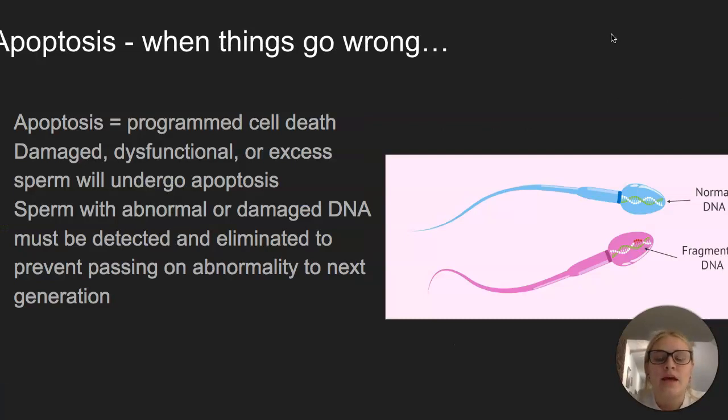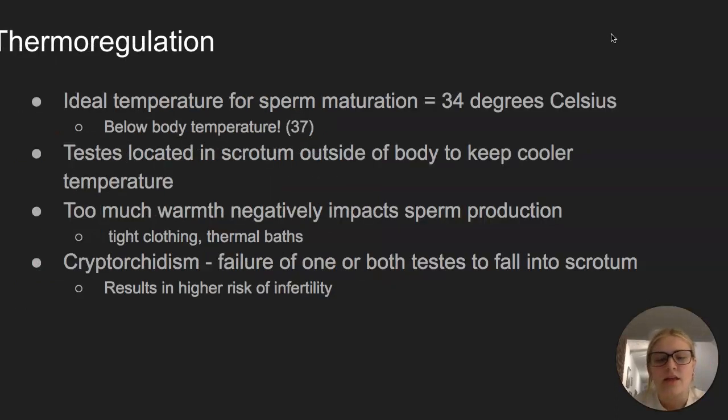And then another way that sperm is being regulated is to have mechanisms in place to eliminate sperm that may have problems. So sometimes sperm are damaged, they may be dysfunctional, like have motility problems or other things, or there might just be an excess amount of sperm. So they can undergo apoptosis, which means programmed cell death, and this ensures that damaged sperm aren't fertilizing an egg, which could pass down the damaged or dysfunctional DNA to the next generation. So I just thought it was interesting to include this to show it's regulating that way too.